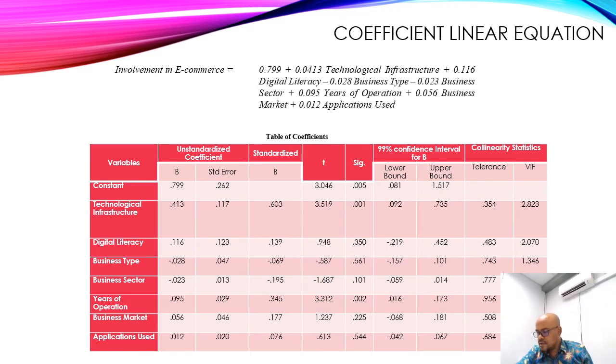And in spite of this, the other moderators, which are type of business, business sector, business market, application used, and digital literacy, are not significant predictors in the model, as the significance value is greater than 0.01. Okay, for better understanding, you have to refer to our paper on the outcomes of the statistical analysis.